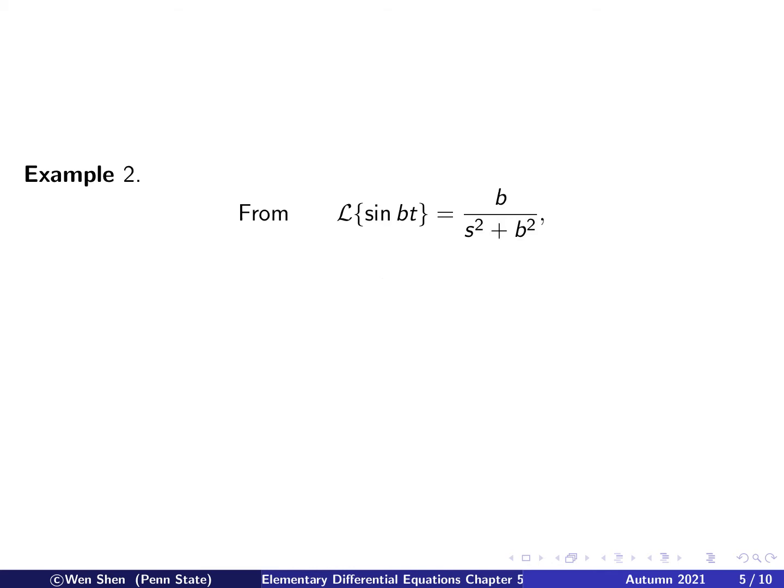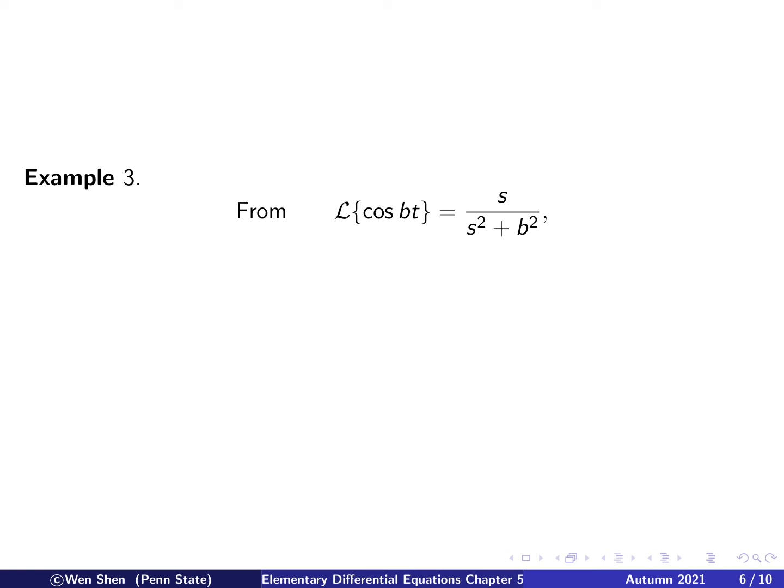Our second example: we start with the Laplace transform of a sine function. For sine bt, the transformed function is b over s squared plus b squared. Again, we look at the product of the sine function with an exponential e^(at). You can just apply the shift theorem, shifting by a units, that is, replacing s with s minus a.